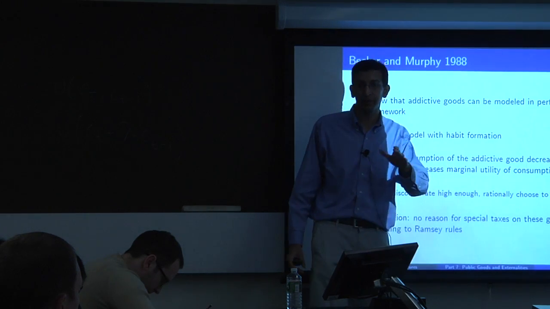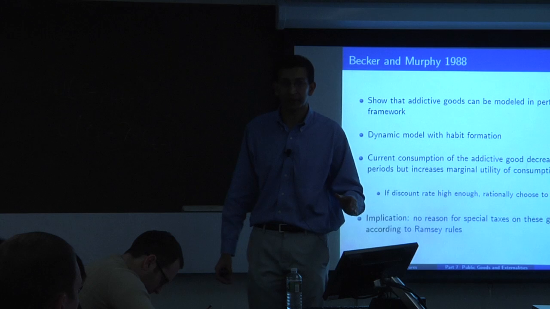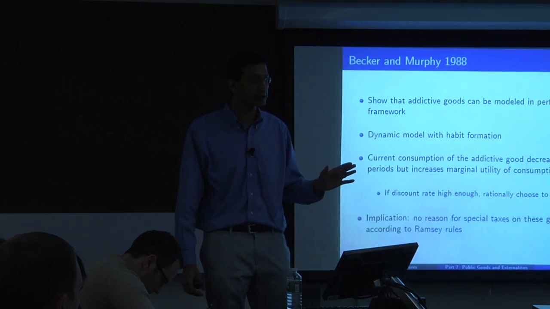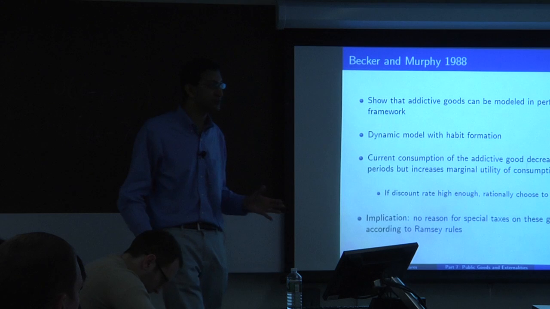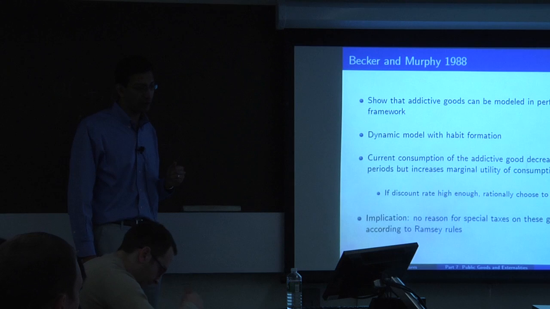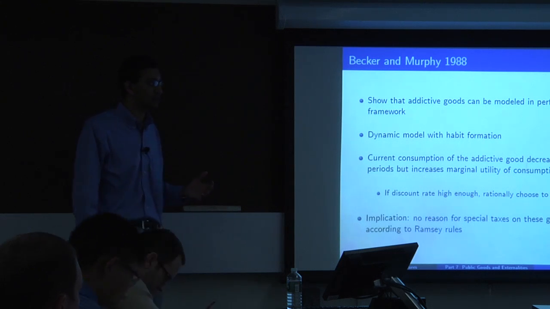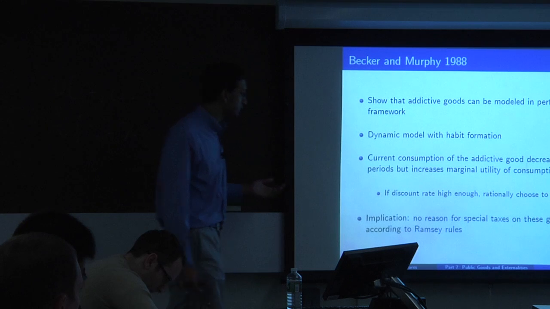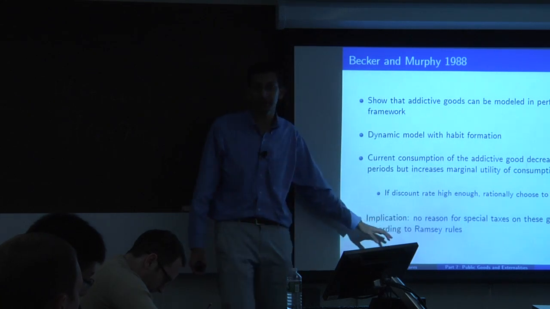You see people becoming addicted to cigarettes. They chose to make that decision because they have high discount rates. There's no reason for us to do anything about that, okay? You're back in the Ramsey model, basically. No reason for special tax rules, just set tax rates according to the Ramsey model.